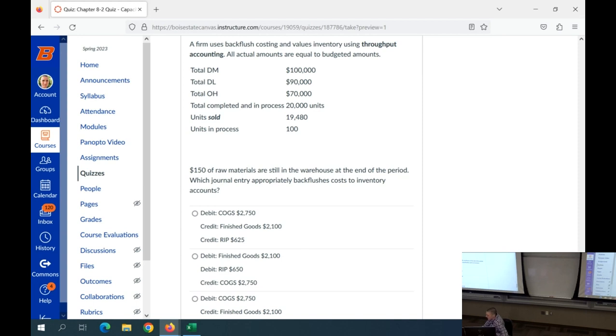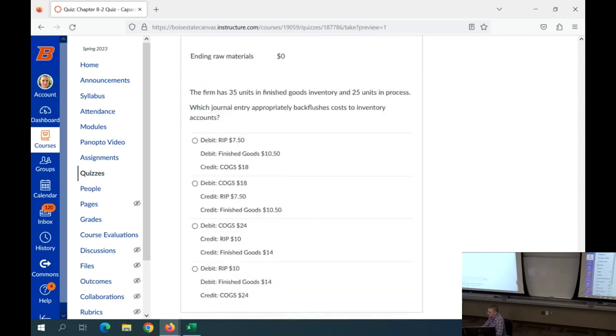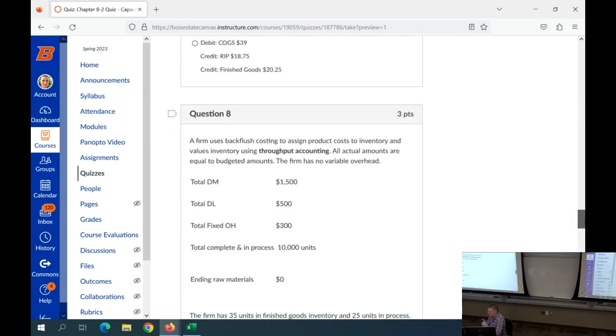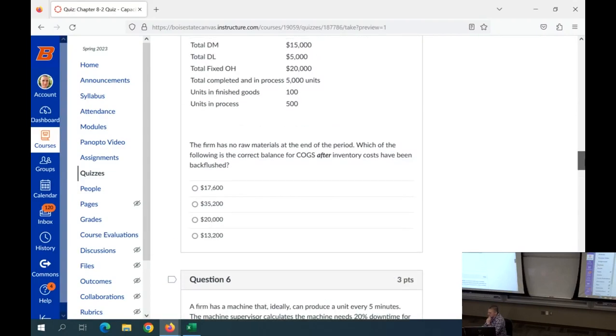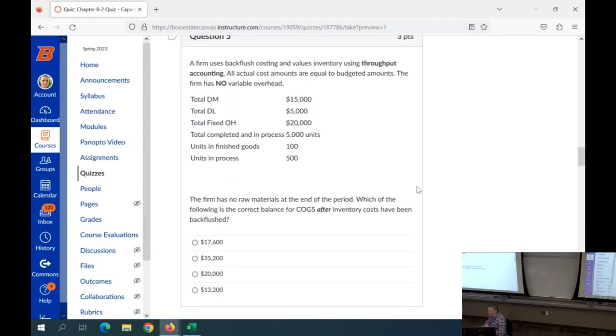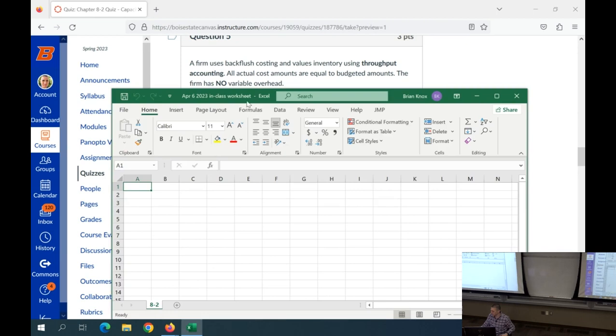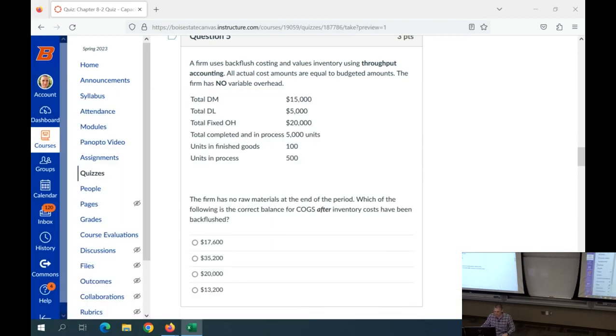Wow, this one really depends on the answer choices. So hold that thought for a second. Let's see if I can find one that is a little shorter, condensed, that we can put everything on one screen here. All right, how about this one? There we go. So this is a cost of goods sold after inventory costs have been backflushed question. Let's give you a minute or two and see what answers we pick out of these four. I'll put the Excel up over on the other screen out of your way and work on it over here.